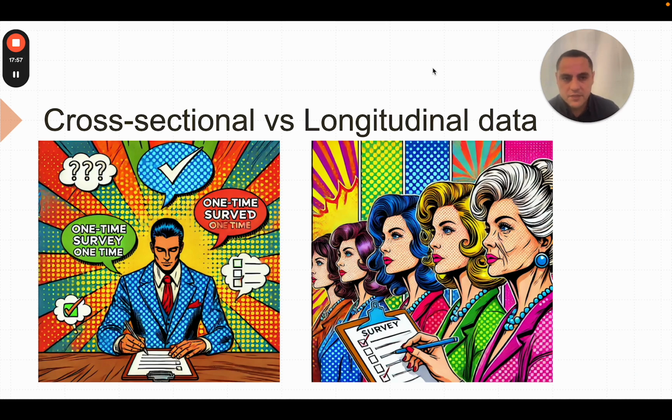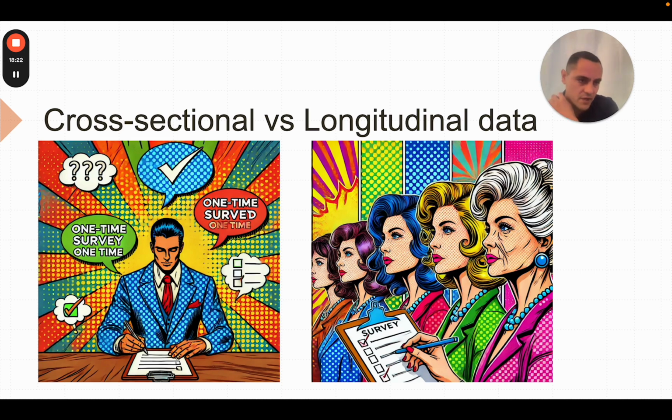Yeah, so hopefully it's really clear now. If, for example, I was doing a survey for cross-sectional, I would only capture information from a person once, right? So one time, whereas in longitudinal, I would want to capture or track someone over time.